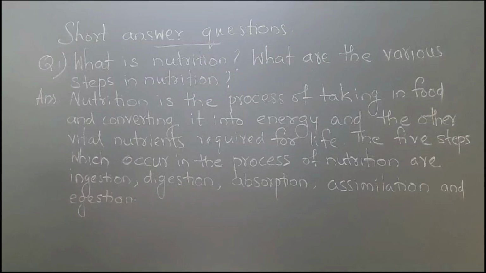In short answer questions, question number 1. What is nutrition? What are the various steps in nutrition? Answer. Nutrition is the process of taking in food and converting it into energy and the other vital nutrients required for life. The 5 steps which occur in the process of nutrition are ingestion, digestion, absorption, assimilation and egestion.